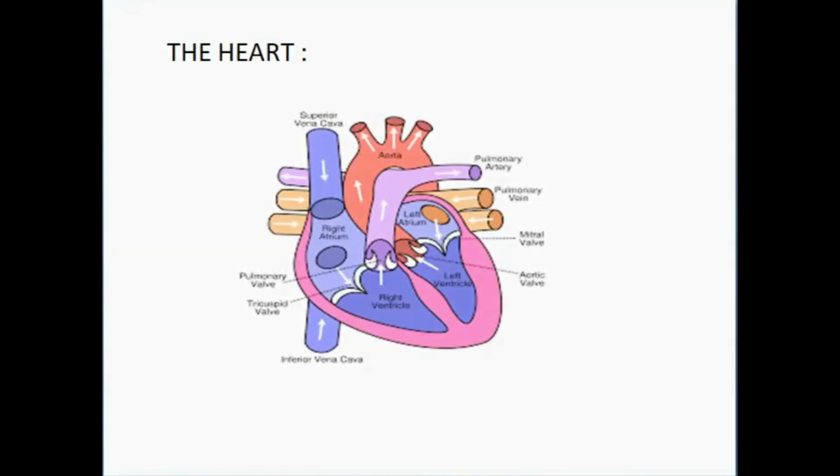The heart. The heart is a small muscular organ which is responsible for pumping the blood. The heart has four chambers, namely the right auricle, the right ventricle, the left auricle, and the left ventricle. The upper chambers are called auricle or atrium, and the lower chambers are called ventricle. Now, let us discuss the flow of blood through the heart. You look at this diagram.